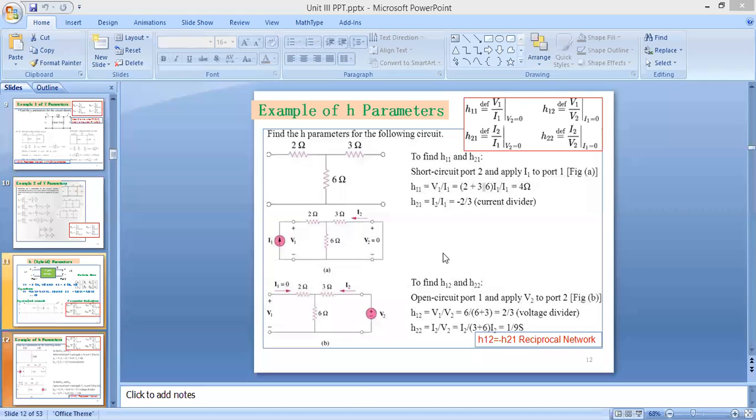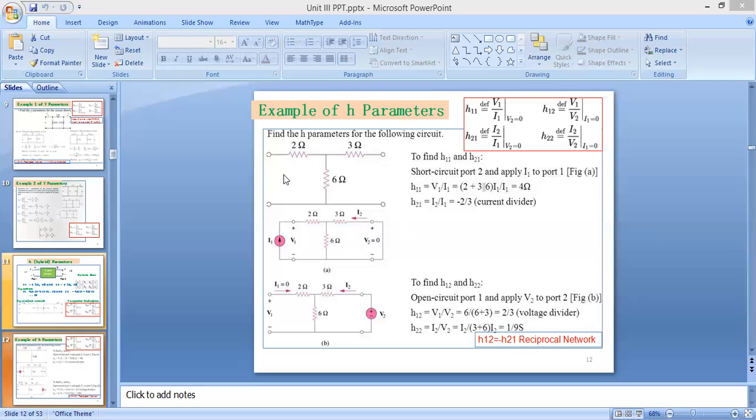Okay. So you can see here, we have to find the H parameters by using the following circuit. So we will require the equations of H11, H12, H21 and H22. We are getting these equations from our equivalent circuit. When we consider V2 as 0, we will get the value of H11. In the H parameters, port 1 will look like a Thevenin circuit. So we can short circuit port 2.